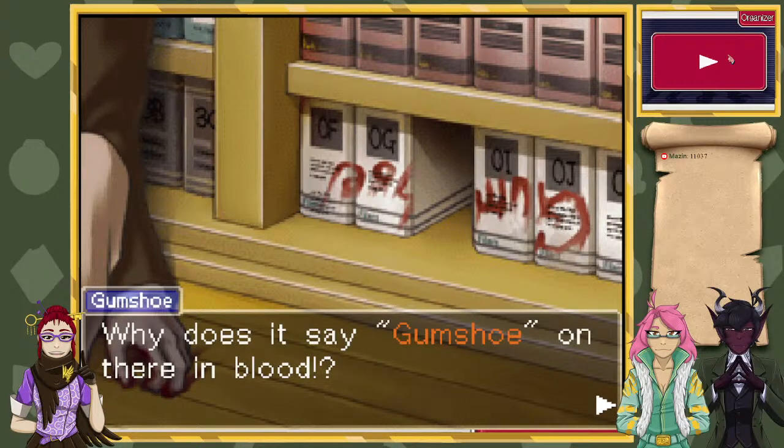When your back's against the wall, you're right upside down. That's what we've learned. What does it say? Weird. Gumshoe on there in blood? That's like, I don't know, that's like a weird brain thing to me.